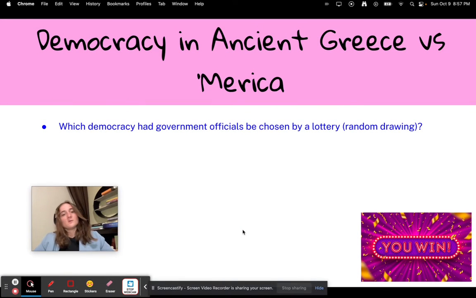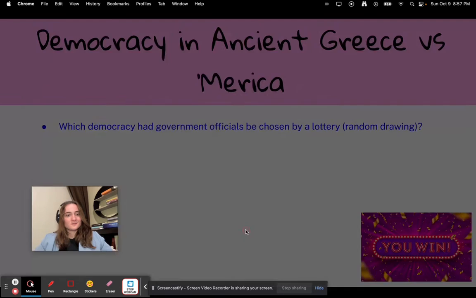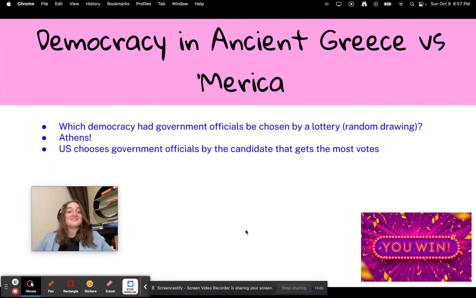Question 2. Which democracy had government officials be chosen by a lottery or a random drawing? That's right, it's Athens, okay? So the US chooses government officials by the candidate that gets the most votes. But in Athens, they would literally drop coins with names, and then someone would reach their hand in, pick out a coin, and whoever's name was on there won.